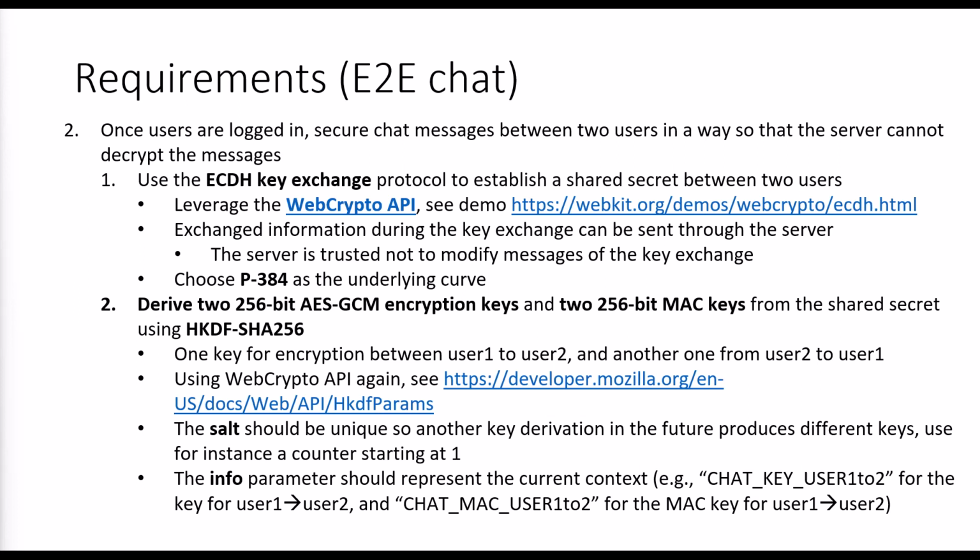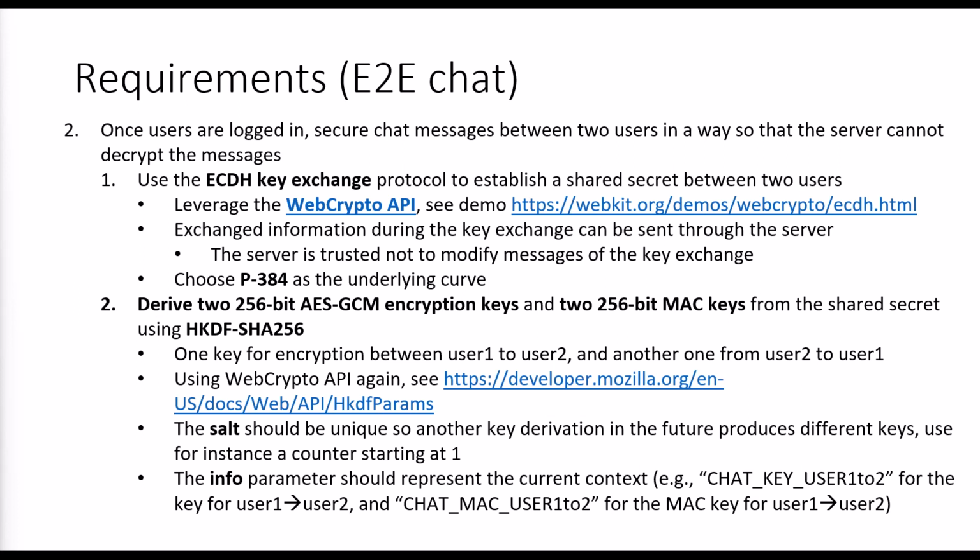The information exchanged during the key exchange can be sent through the server. So as part of the key exchange, user 1 and user 2 need to send each other some information. You will do that through the server. We will consider that the server is trusted not to modify messages of the key exchange. We discuss what happens in Diffie-Hellman if the parameters, the public keys, are not authenticated. So in that case, we will assume that the server does not misbehave or the server is not malicious to change those keys. All right, in practice, that may be done differently. You should choose P384 as the underlying curve for the key exchange.